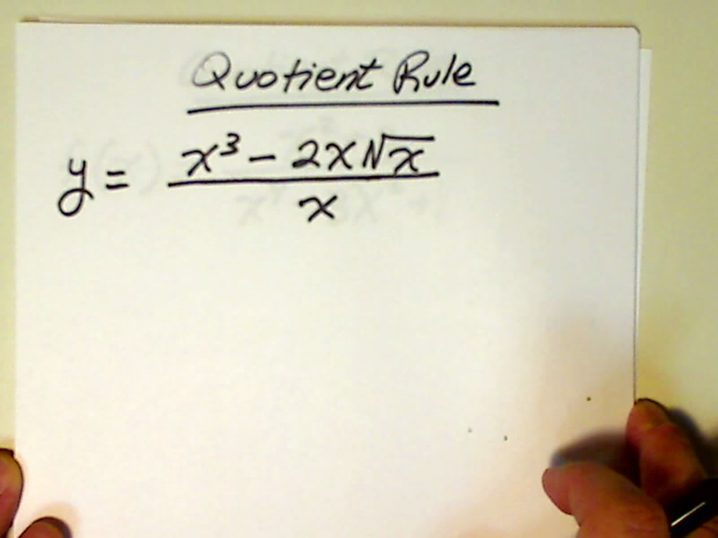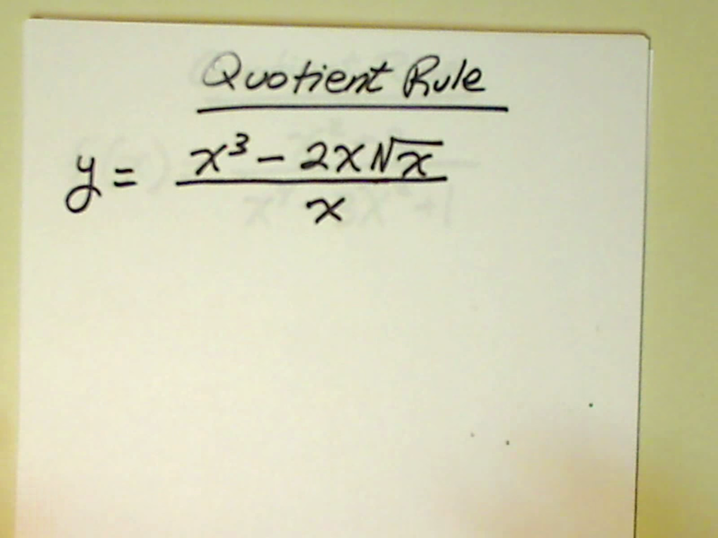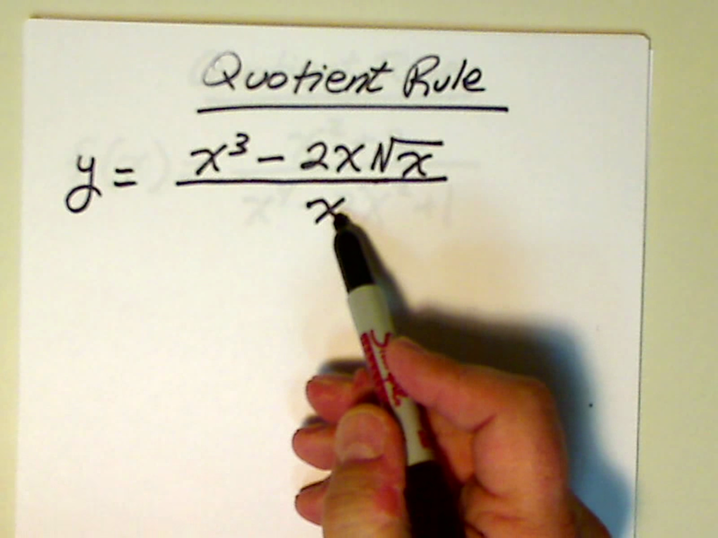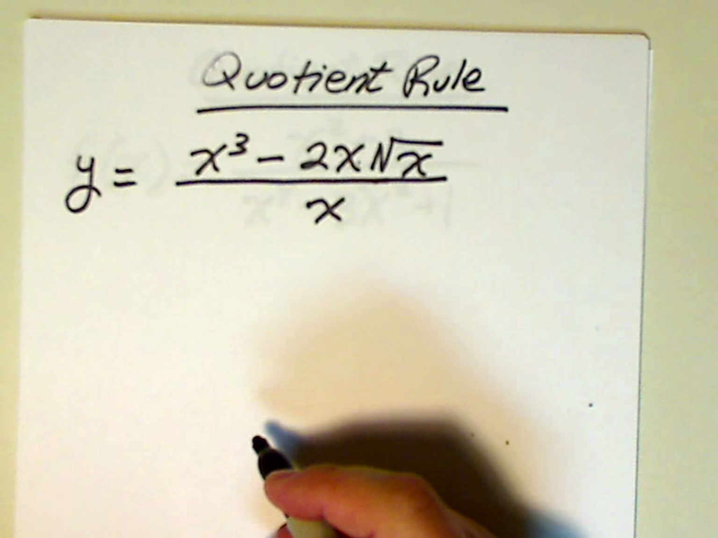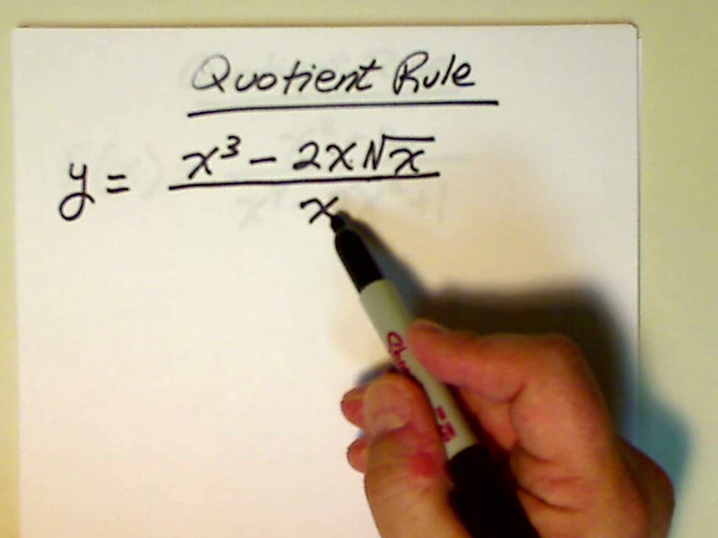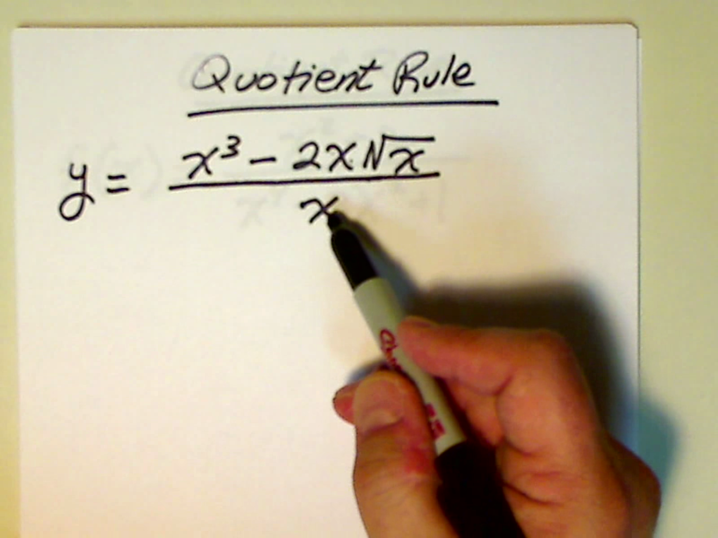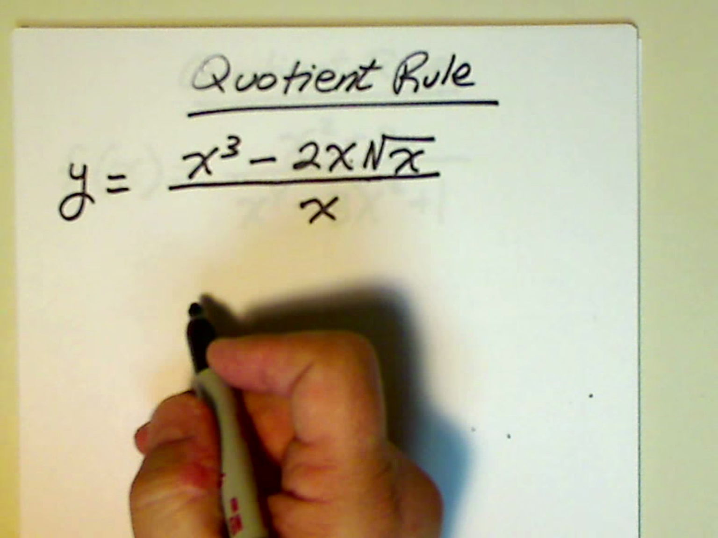What have we got now? We have y equals x cubed minus 2x times the square root of x, divided by x. Actually, there's a couple different ways we can handle this. I think the easiest way is to just get rid of the denominator. The denominator goes into this x cubed and into this 2x. So we can actually rewrite this. You should always be looking for opportunities to take the quotient and turn it into a product rule or just a power rule problem. And that's what's going on here.